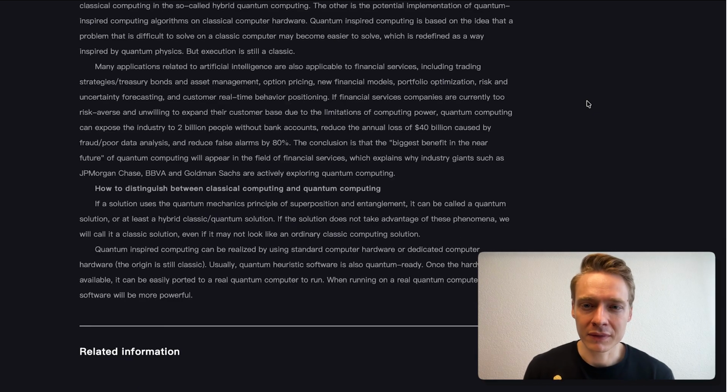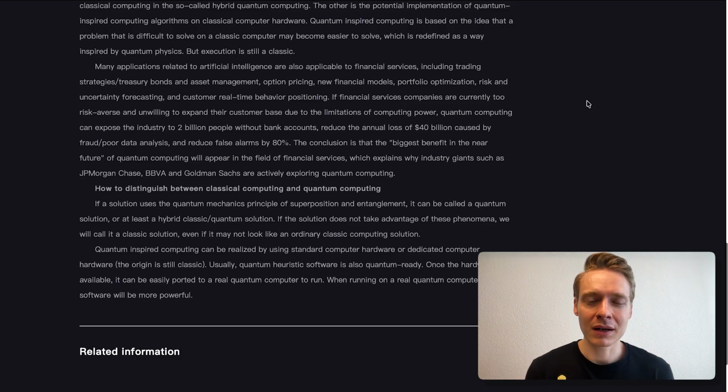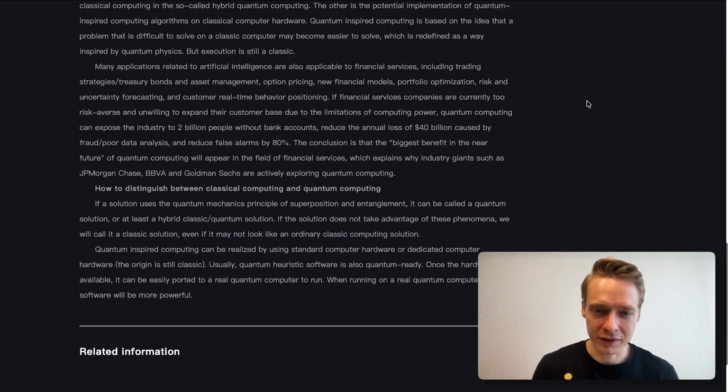If financial services companies are currently too risk-averse and unwilling to expand their customer base due to the limitations of computing power, quantum computing can expose the industry to 2 billion people without bank accounts, reducing the annual loss of 40 billion US dollars caused by fraud, poor data analysis, and reduce false alarms by 80%. The conclusion is that the biggest benefit in the near-term future of quantum computing will appear in the field of financial services, which explains why industry giants such as JP Chase, BBVA, and Goldman Sachs are actively exploring quantum computing.